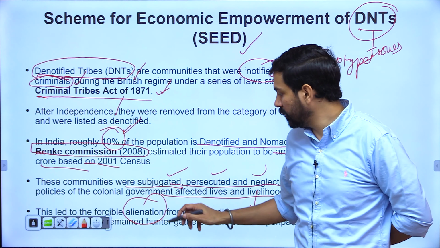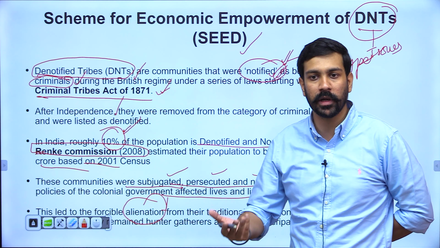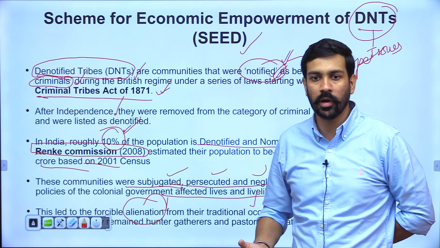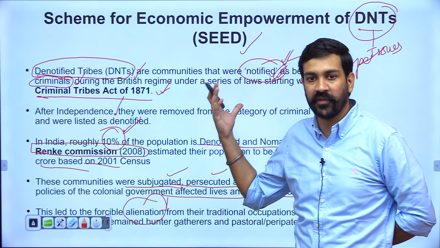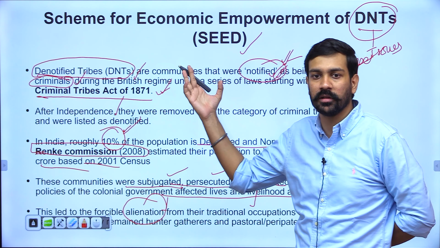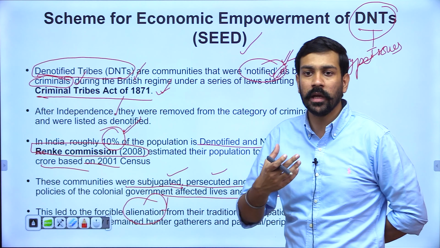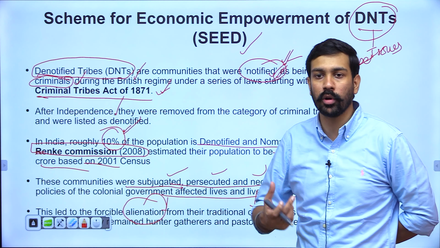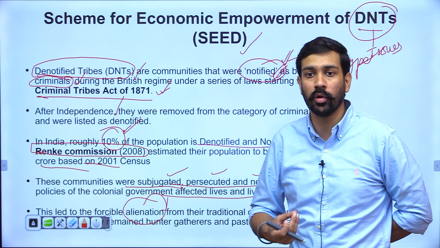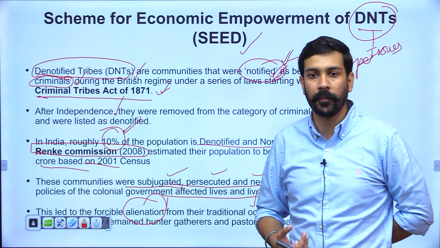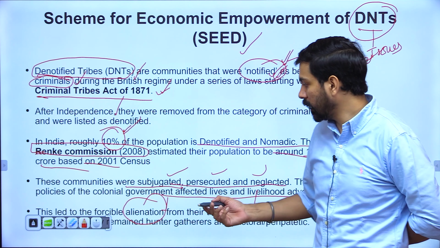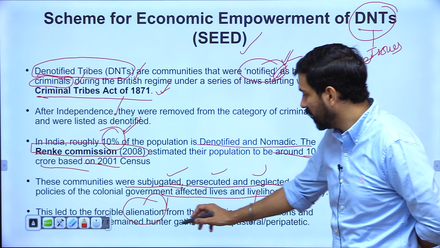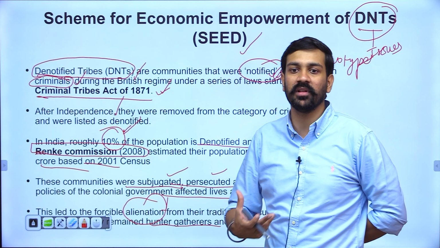So what happened was that their rights over the forest produce were restricted by the British government, and because they were classified as criminals under this particular act, they could not be economically empowered. They could not get modern education, they could not get modern economic opportunities that were prevalent. So they remained as hunter gatherers or pastoralists, okay, and they still continue to persist there.